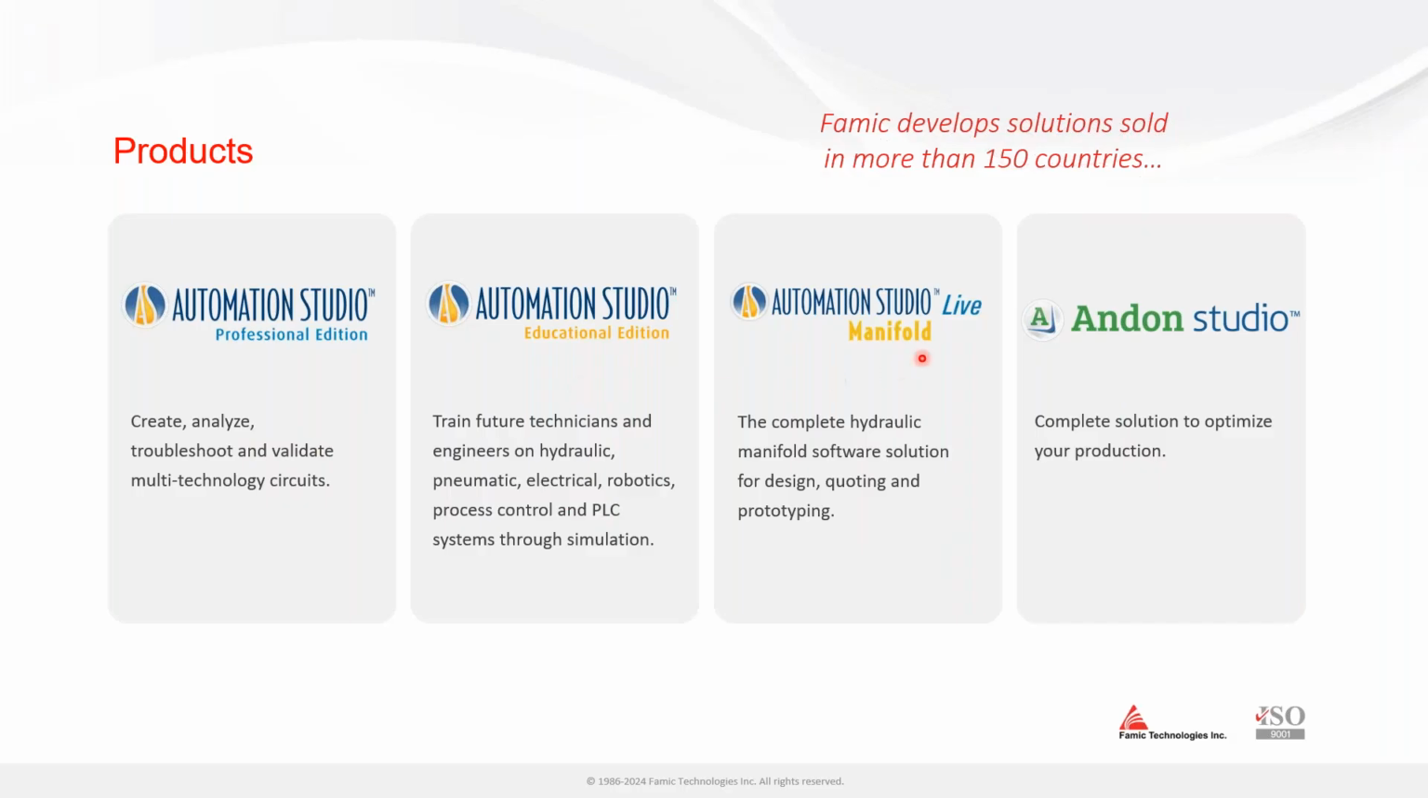And then we have Lime Manifold, which is a complete hydraulic manifold software solution for design, coding, and prototyping. And we have a separate IoT-based software called Andon Studio, which is a complete solution to optimize your production, or you can say it is more related to production planning or Industry 4.0.